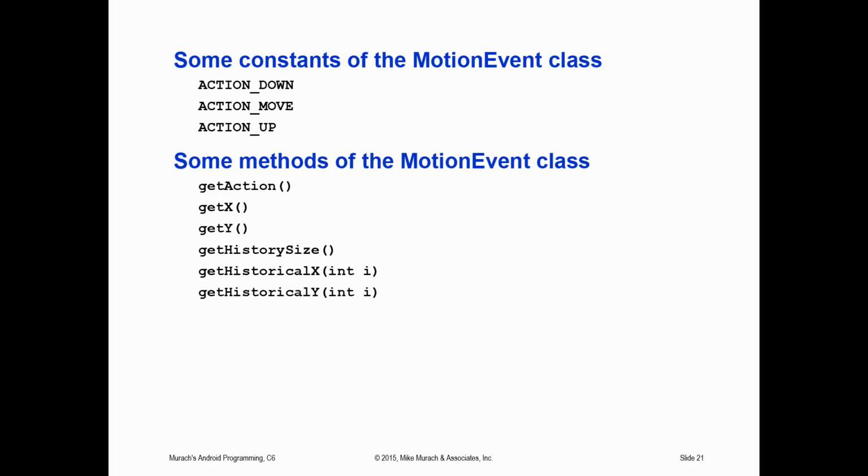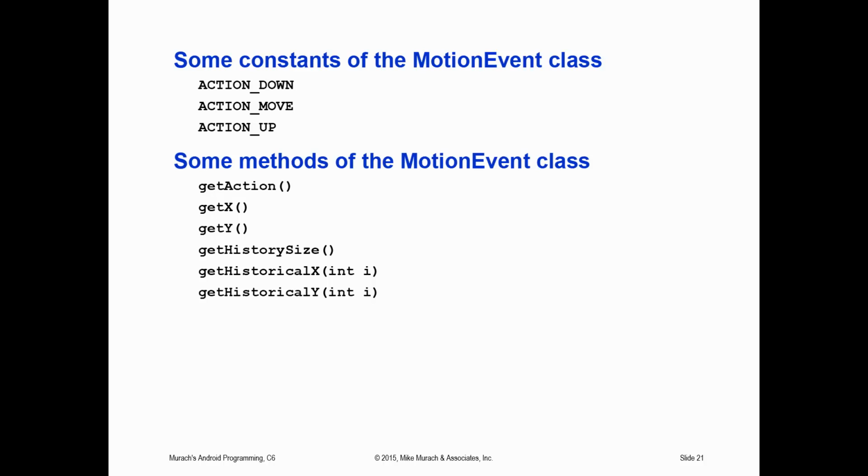In addition, there are some methods that are associated with the MotionEvent class. getAction gets an integer value for the type of action. getX gets the float value for the x-axis on the touch. getY gets a float value for the location of the y-axis on the touch. getHistorySize gives you the number of historical events. getHistoricalX gets a float value for the x-axis at the specified position of the stored historical value, and getHistoricalY gets the float value for the y-axis at the specified position of the stored historical value.